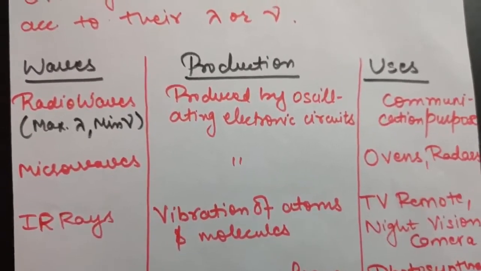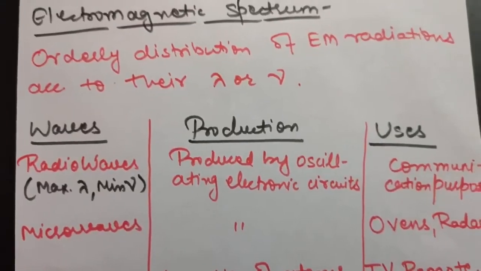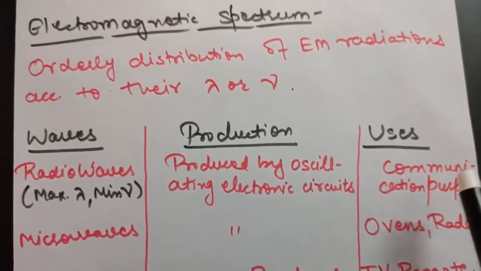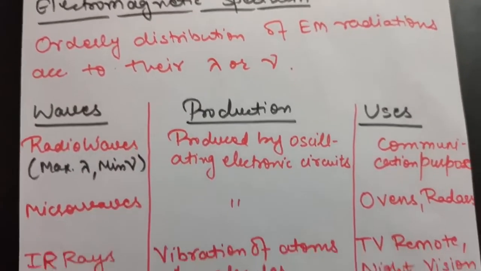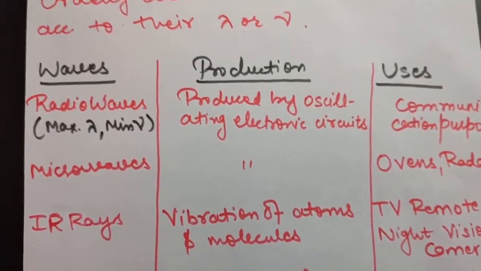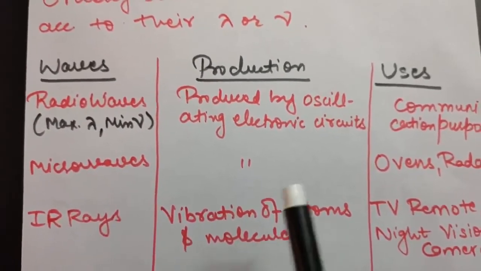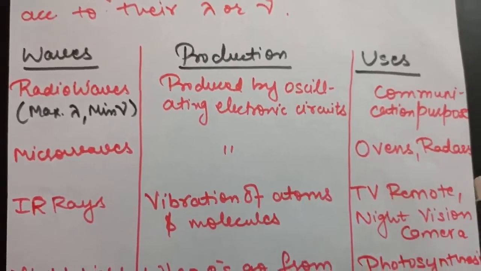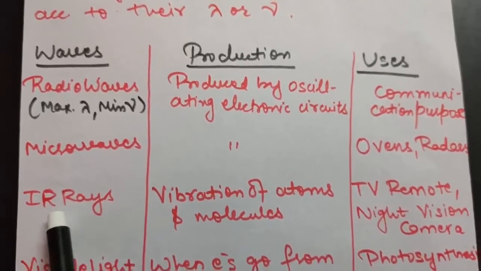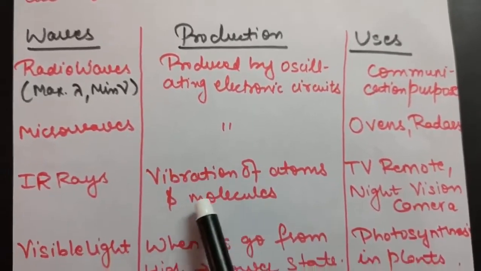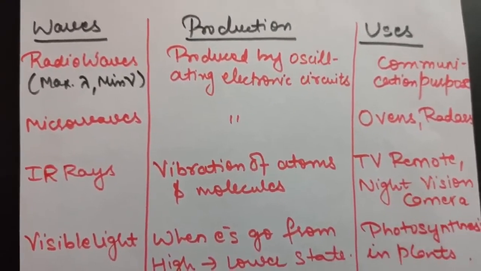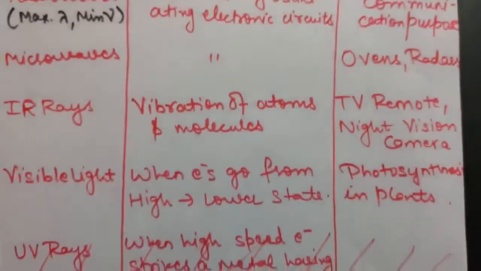Okay, so first is radio waves. The radio waves are produced by oscillating electronic circuits and they are used for communication purposes. You have to learn the production and uses. It is directly asked sometimes in your exams. Next is microwaves. Microwaves are again produced by oscillating electronic circuits and they are used in ovens and radars. Next is IR rays or infrared rays. They are produced by the vibration of atoms and molecules and they are used in TV remotes and night vision cameras.